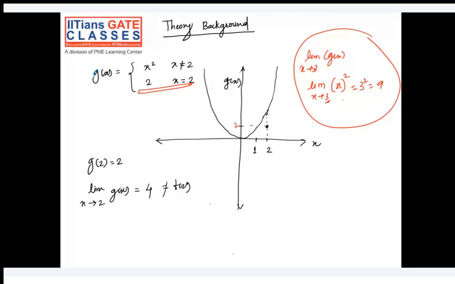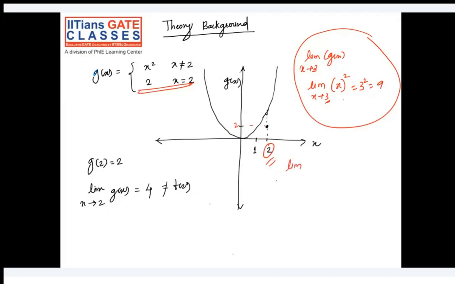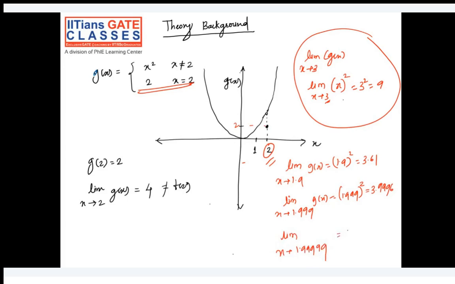So for example, if I say limit x approaches 1.9 of g of x, what would it be? 1.9 whole square, and it is 3.61. If I go more close to 2, limit x tends to 1.999 of g of x. So we are approaching x equal to 2 from the left hand side. It is 1.999 whole square, it is 3.9996, correct? And limit x tends to 1.99999, it is 1.99999 whole square. It is again 3.999978, something like this you will get. So it's very, very close to 4.